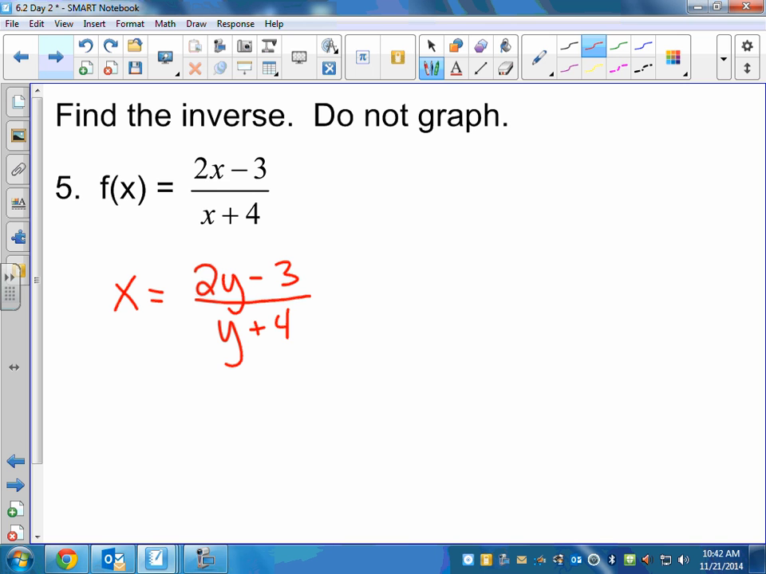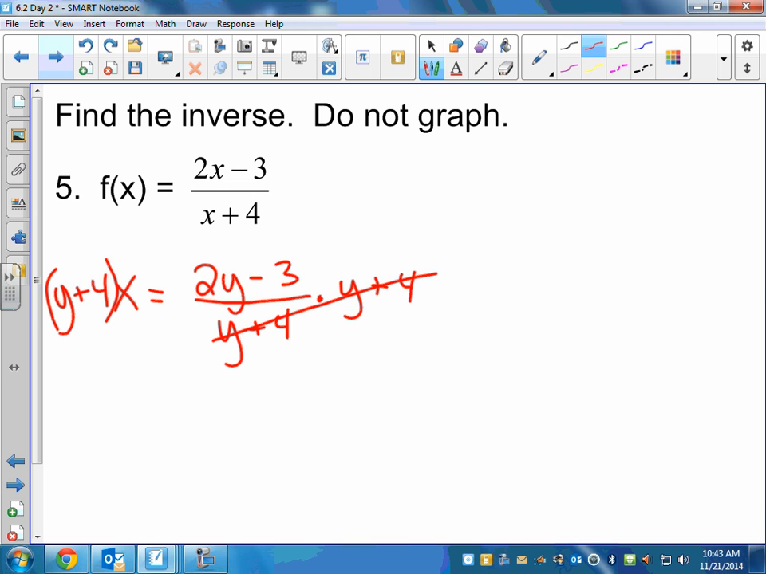And the problem is that there's two y's, a y in the numerator and a y in the denominator. So does anybody have a suggestion of something that we could do to this problem to start making it somewhat better? Nate? To get this out of the bottom, could I multiply both sides by y plus 4? I need to get rid of that fraction, so that's the first step that I need to do.